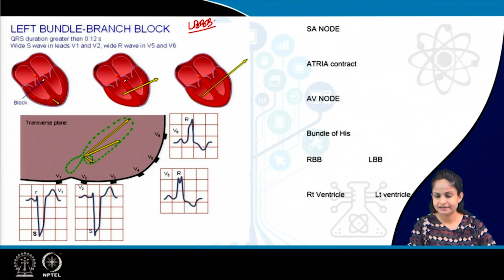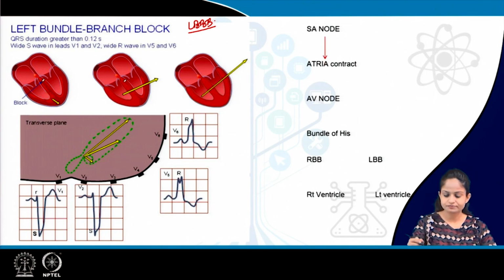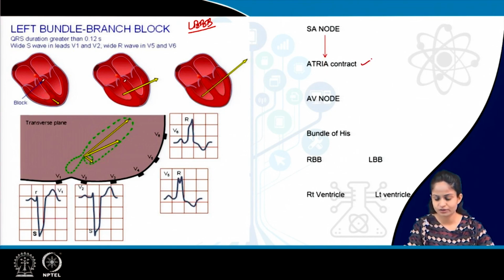So the ventricle that is affected will depolarize later. First the unaffected ventricle will get depolarized. So, what we see in case of left bundle branch block: SA node to atria is okay, normal. Atria to AV node conduction is normal. AV node to bundle of His conduction is normal.